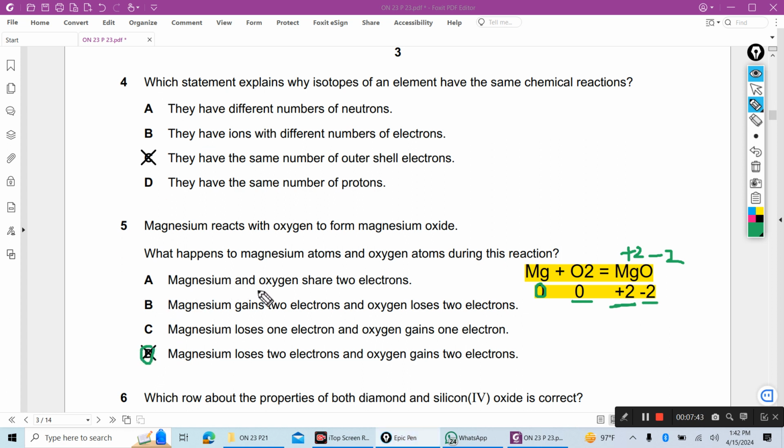Why is the other wrong? Magnesium and oxygen share 2 electrons. No, it is the transfer of electrons, an ionic compound. Magnesium gains 2 electrons? No, magnesium loses 2 electrons, as magnesium is a metal. C, magnesium loses 1 electron? No, magnesium is group 2, so magnesium 2 plus. In magnesium oxide, magnesium is 2 plus, magnesium loses 2 electrons.